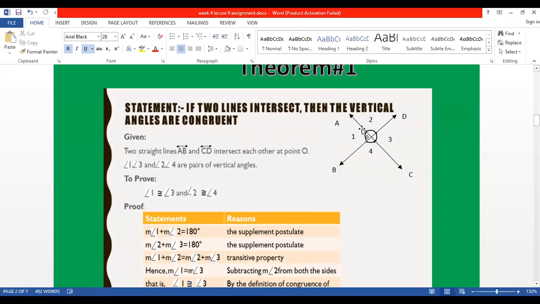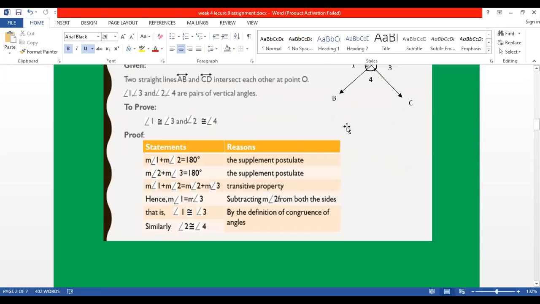Please don't even change this A, B, C, D. You have to make the proper diagram. If your diagram will be wrong, your whole theorem will be wrong. Okay? So just copy down the theorem as it is. I will upload it today. You have to just copy down this theorem number 1 properly and just try to learn it. Just practice this theorem properly.